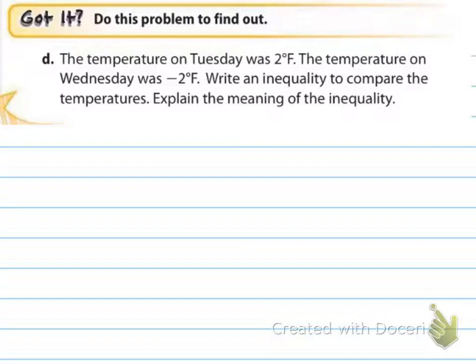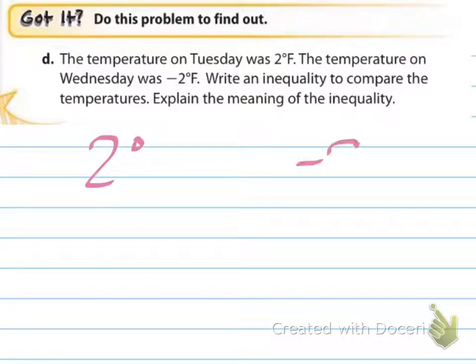For D, it says the temperature on Tuesday was 2 degrees Fahrenheit and the temperature on Wednesday was -2 degrees Fahrenheit. Write an inequality to compare the temperatures and explain the meaning of the inequality. All right. So the temperature on Tuesday is 2 degrees Fahrenheit.